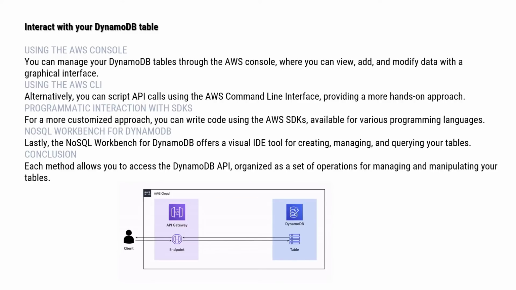If you're wondering how to interact with your DynamoDB table, there are four main ways to do it. So let's dive into the details. You can manage your DynamoDB tables through the AWS console, where you can view, add and modify data with a graphical interface. Alternatively, you can script API calls using the AWS command line interface, providing a more hands-on approach. For a more customized approach, you can write code using the AWS SDKs available for various programming languages.